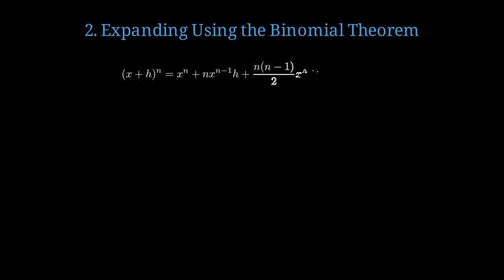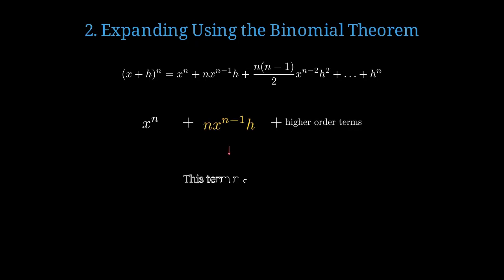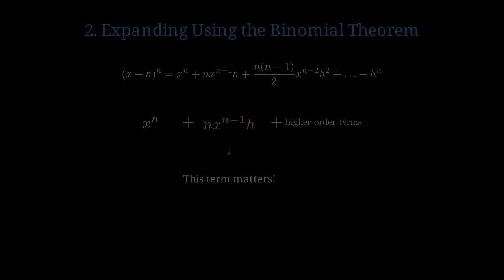The binomial theorem tells us that (x+h)^n equals x^n plus n x^(n-1) times h, plus n(n-1)/2 times x^(n-2) times h squared, and so on. Notice the first term is x^n, and the second term, which is crucial, is n times x^(n-1) times h. All other terms contain h squared or higher powers.